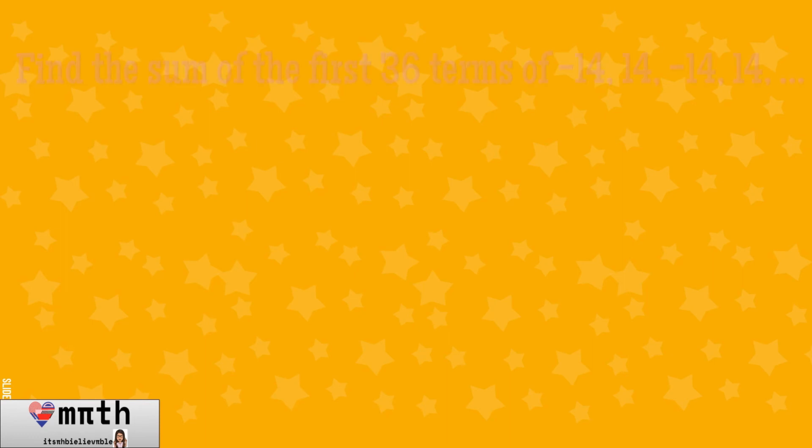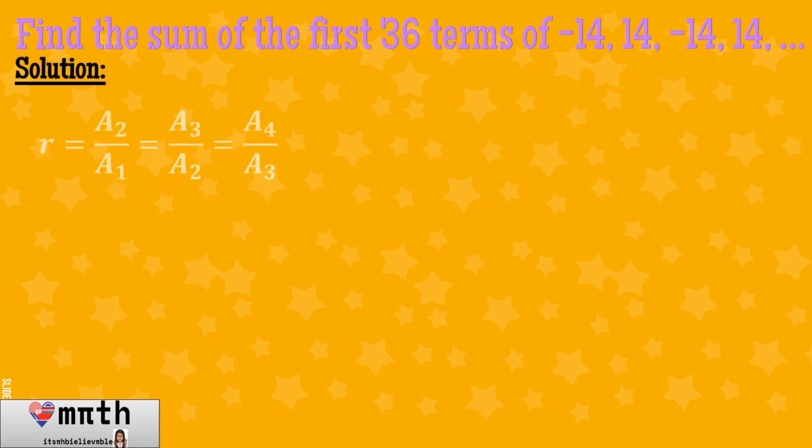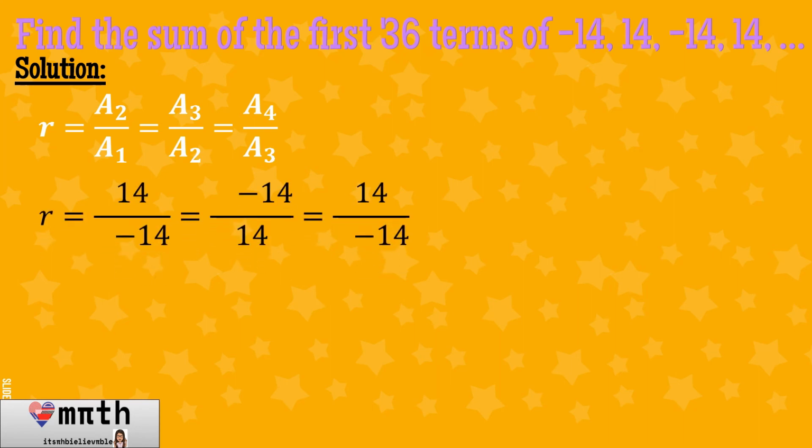For our last example, under the finite geometric series, let us find the sum of the first 36 terms of negative 14, 14, negative 14, and 14. Again, same process, we're going to find the ratio, which is second term divided by first term, third term by the second term, and fourth term by the third term, which is equal to 14 divided by negative 14, negative 14 divided by 14, 14 divided by negative 14, which is equal again to negative 1.